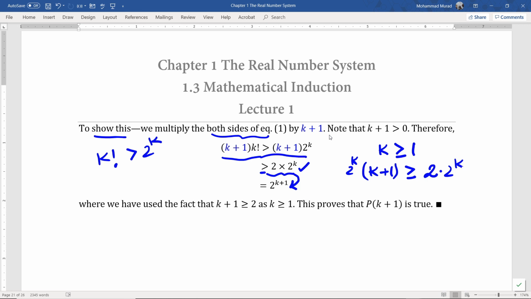Therefore, k plus 1 times k factorial, which is k plus 1 factorial, is larger than 2 to the k plus 1. This proves that the statement holds true for the n value k plus 1. By the modified principle of mathematical induction, this proves that the statement P of n holds true for all value of n larger or equal to 4. This is the end of the proof.